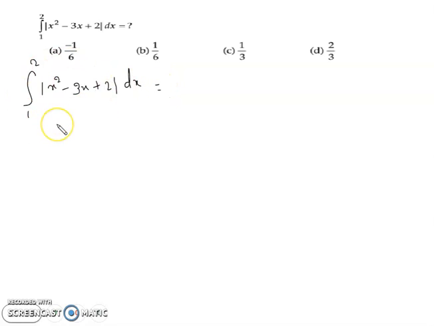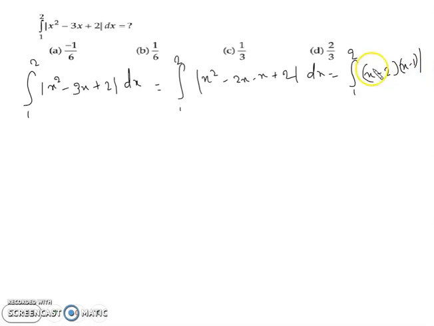And we know that any function in mod has a value that is always greater than or equal to 0, but not less than 0, right? So after splitting, you can write here x² − 2x − x + 2, mod dx, and you can write here 1 to 2 and |(x − 2)(x − 1)| dx. Are you getting my points?